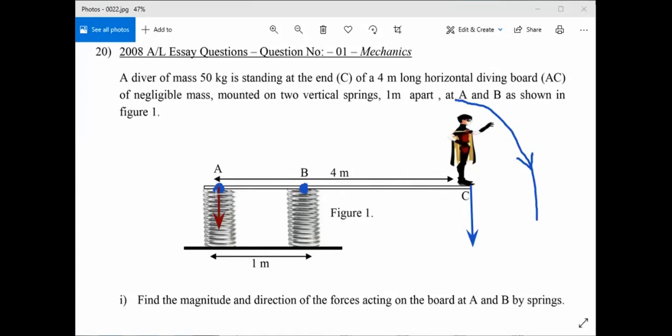When the length of spring A is increased, the spring gives a downward force. B is compressed, therefore B will give an upward force. So these are the directions of the three forces acting on this ABC diving board. Now I'll explain this using my normal whiteboard. Look at the board.